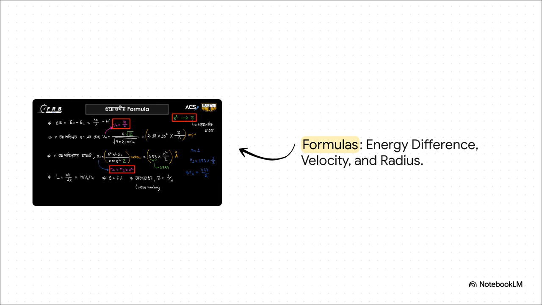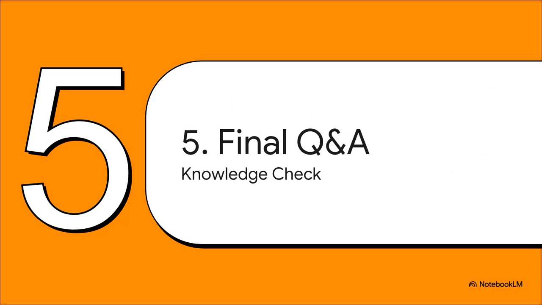Notice the velocity equation. The velocity of an electron in the nth orbit equals 2.18 times 10 to the power of 6 multiplied by Z over n in meters per second, and right below it, the radius of the nth orbit is 0.529 angstroms multiplied by n squared over Z. Keeping this master cheat sheet handy is going to save you massive amounts of time when you're grinding through practice problems.